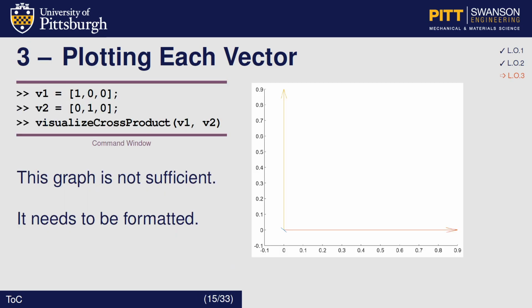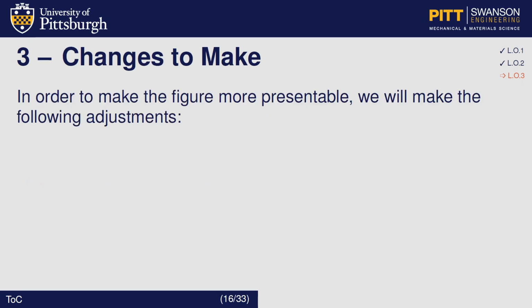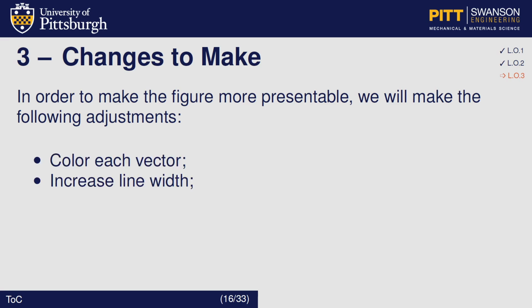Right now, the output graph is not very pretty. That's where formatting commands come into play. Here are the things that we'll change in order to make it more presentable. First, we'll color each of the vectors. Then we'll make the arrows thicker. We'll view the entire plot in 3 dimensions.